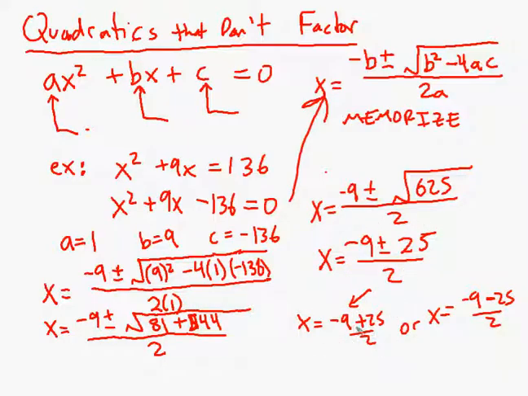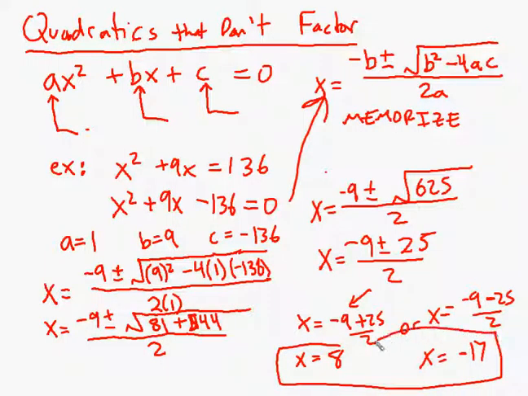All right. What's -9 plus 25? 16. Okay, and 16 divided by 2 is 8. Or -9 minus 25 is -34. So -17 after I divide by 2. And those are my two answers. So we see that this could have factored with a -8 and a +17. But I might not have seen this because 136 is actually a pretty big number.